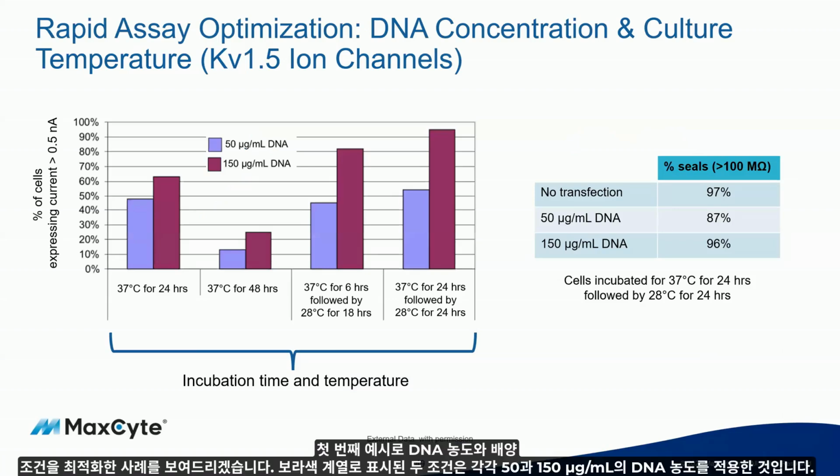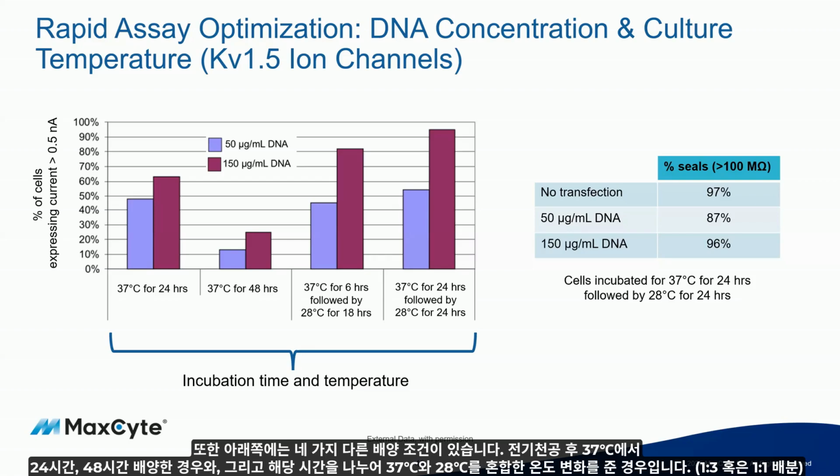In this first example of many, I'll show you how DNA concentration and culture conditions were two variables that they optimized here. In the violet and the darker purple are two different DNA concentrations, 50 and 150 micrograms per mil, as well as on the bottom four different culturing methods, including 37 degrees for 24 hours after electroporation, 37 degrees for 48 hours after electroporation, and then some temperature shifts with half and half, or like 1/4, 1/3, 2/3. I think that's 1/4, 3/4 actually, at 37 and 28 degrees.